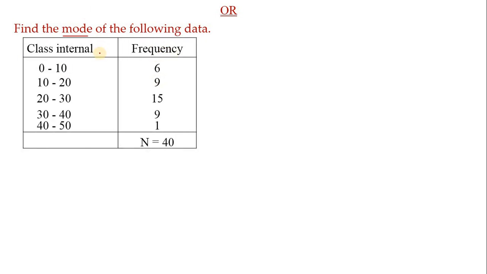Find the mode of the following data. So mode problem is also important. Definitely it will come for your examination. So this is the given table, children. Here we have two columns, class interval and frequency. See, whenever we are going to find the mode, the very first thing you want to do is, in the frequency column, identify which is the highest frequency. Your highest frequency is 15.